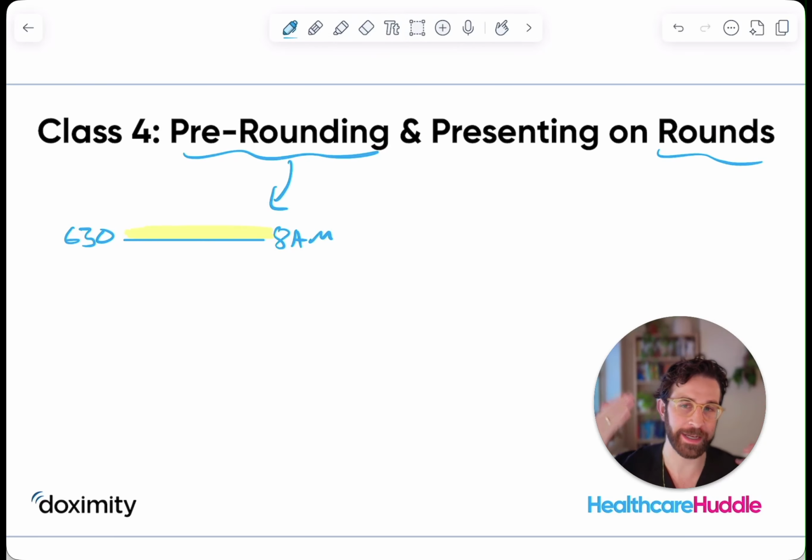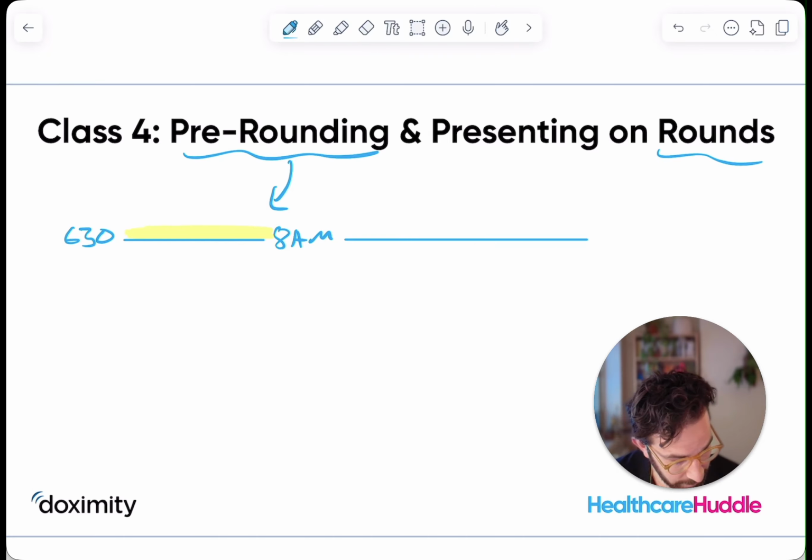And I'll show you how I keep track of these things using pen and paper, going back to class number 3. But this is your time to see every patient, to look at all their labs, objective data, do physical exams, attend to sick patients. And then rounding, hopefully, in under 2 hours, right?